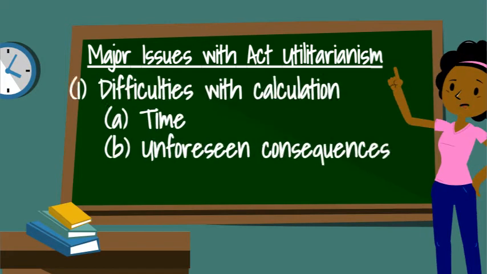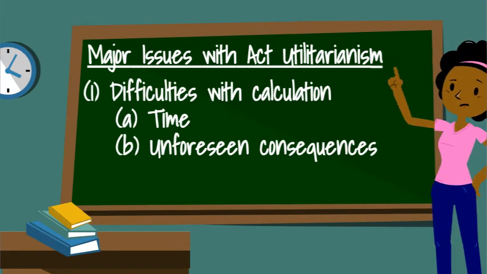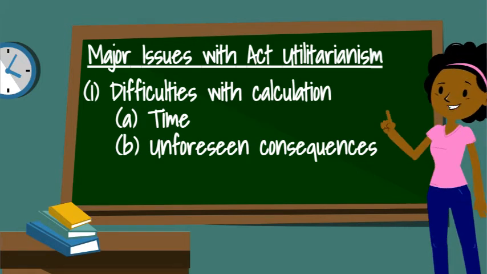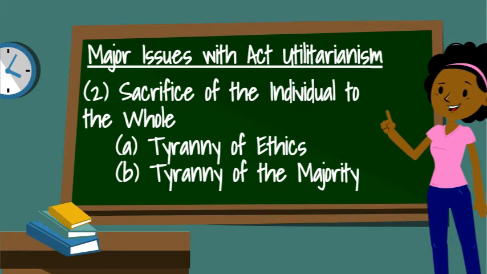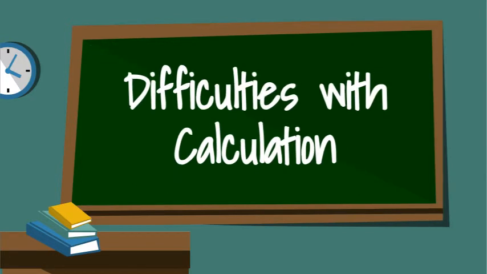First, there are difficulties with calculation, and we can divide those into issues of time and issues with unforeseen consequences. The next issue is the one we already began to talk about, and there are two related but distinct issues that we'll group under the heading of the sacrifice of the individual to the whole. And those are the tyranny of ethics and the tyranny of the majority and lack of individual rights. So let's start with difficulties with calculation.